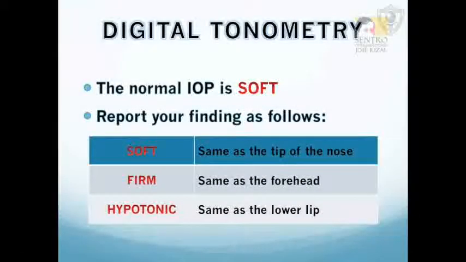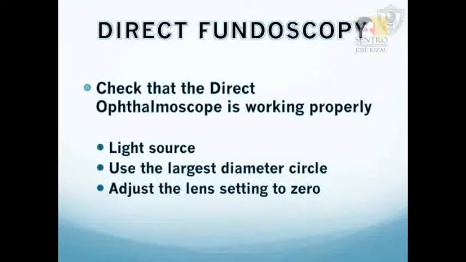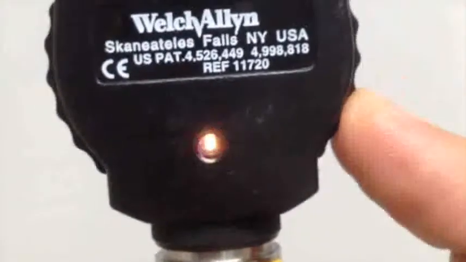The normal IOP is soft. Report your findings as soft if the consistency is estimated to be similar to the tip of your nose. Firm as it is as hard as your forehead, or hypotonic if it is as soft as your lower lip. In doing direct fundoscopy, it is important to first check if your ophthalmoscope is working properly. Check the light source. Use the largest diameter circle, and adjust the lens setting to 0.